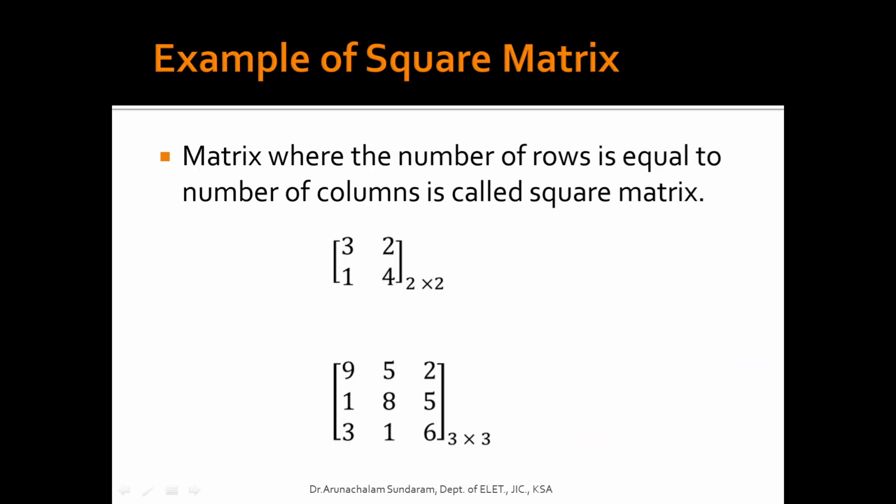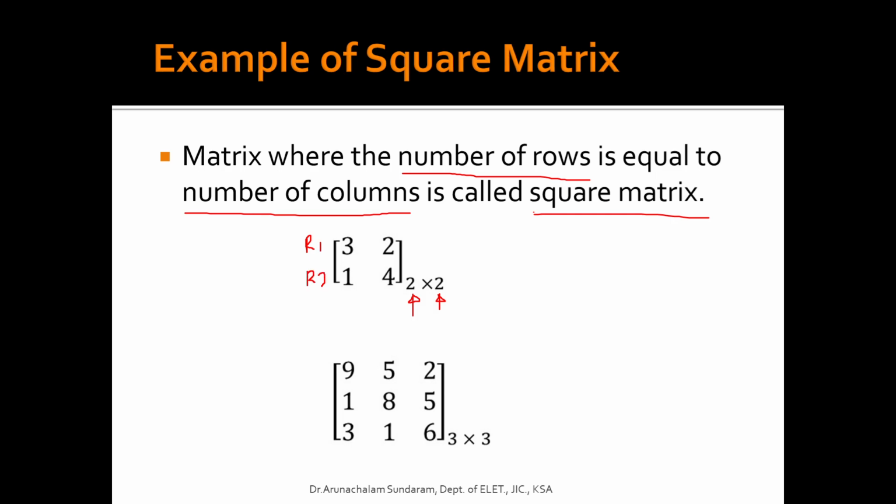So let us take an example of a square matrix. What do you mean by 2 cross 2? 2 cross 2 means this matrix has 2 rows and 2 columns. Where the number of rows is equal to the number of columns, we call that matrix a square matrix. So here in this matrix there are 2 rows: this is row number 1 and this is row number 2.